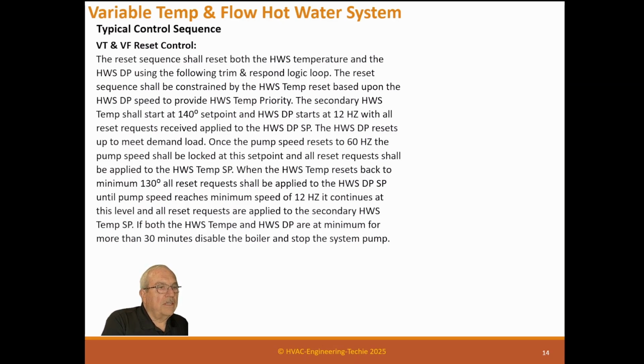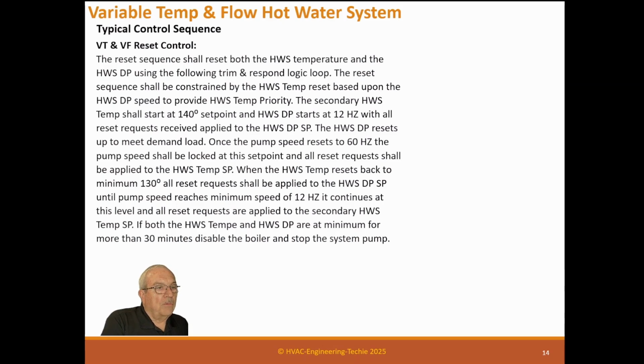requests shall be applied to the hot water supply temperature set point until the hot water supply temperature resets back to a minimum of 130 degrees. All reset requests should then be applied to the hot water DP set point until pump speed reaches the minimum speed of 12 Hertz. It continues at this level if all reset requests are applied to the secondary hot water temperature set point.